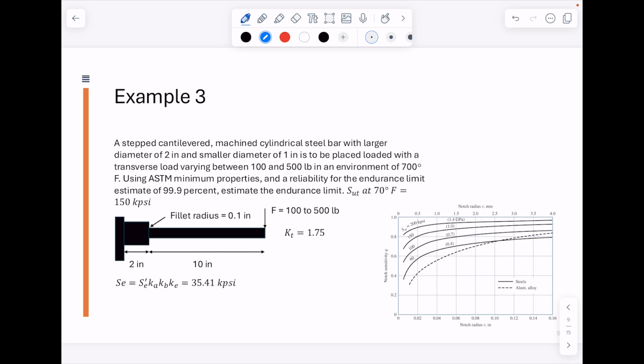And to calculate Q, which is our notch sensitivity, we will need to find our notch radius, which is 0.1 inches, and come up here to find our notch sensitivity, and that will be equal to 0.87.